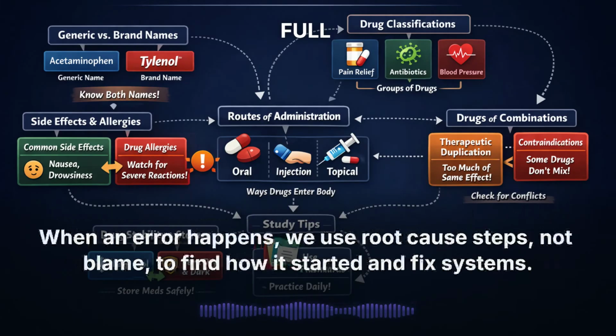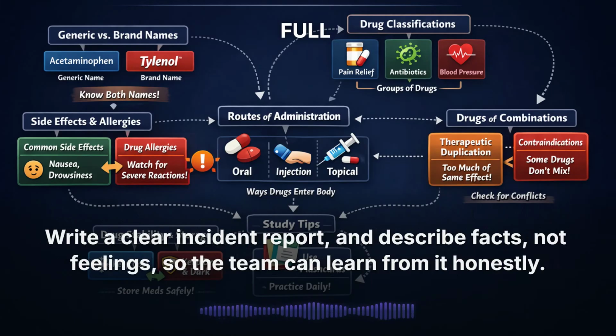When an error happens, we use root cause steps, not blame, to find how it started and fix systems. Write a clear incident report and describe facts, not feelings, so the team can learn from it honestly.